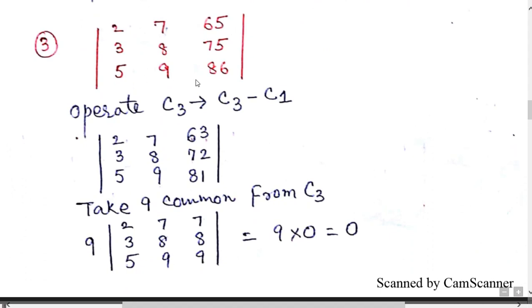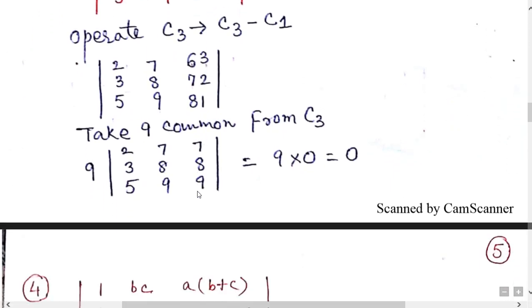Question number 3, this is an important question for examination. 2, 3, 5; 7, 8, 9; 65, 75 and 86. A little bit tricky one. Operate C3 minus C1. It's 65 minus 2, 63; 75 minus 3, 72; 86 minus 5, it's 81. Now take 9 common from the third column. It's 2, 3, 5; 7, 8, 9; 7, 8, 9. Now the answer will become 0 because the second and third columns are identical.